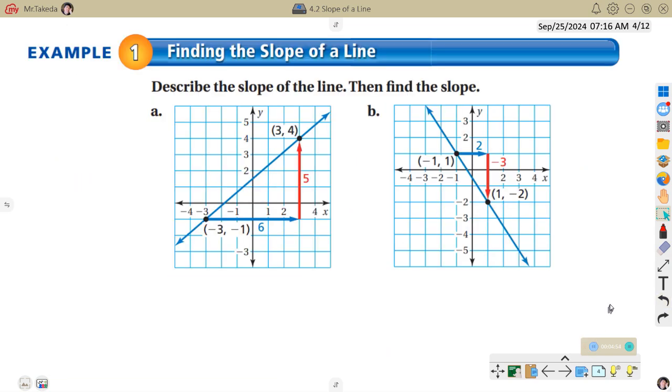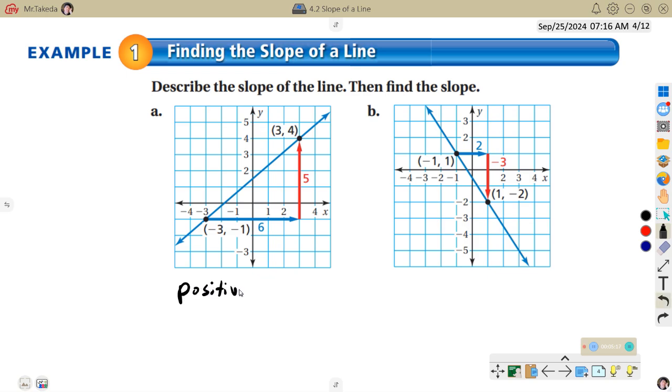Okay, so here we go. We have some graphs here, and we look at the first one. It says describe the slope of the line, then find the slope. Well, we can see it rises as it goes from left to right. So this is a positive slope.